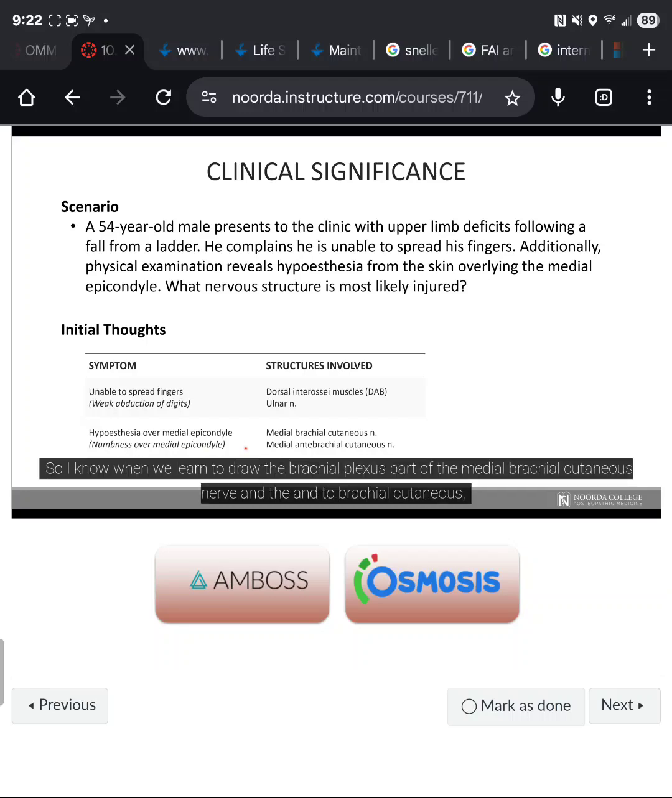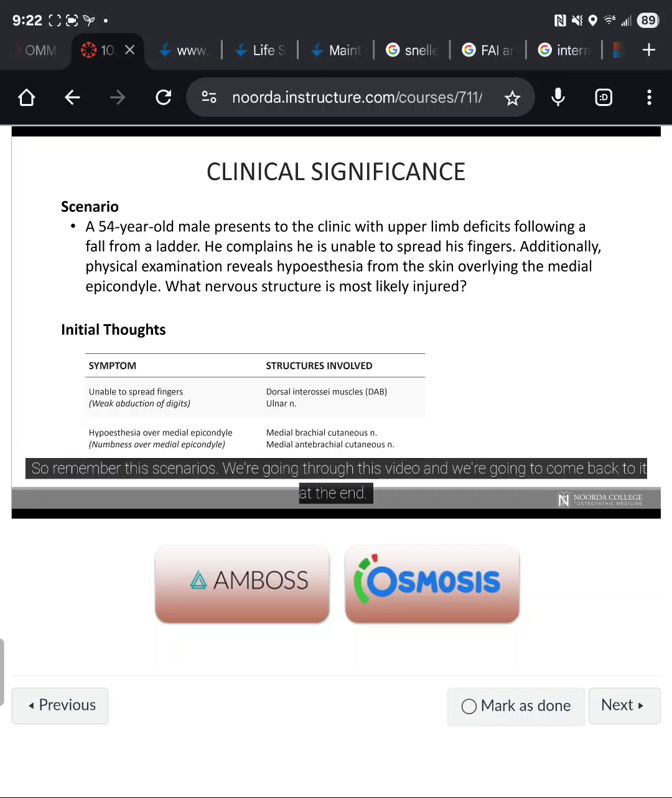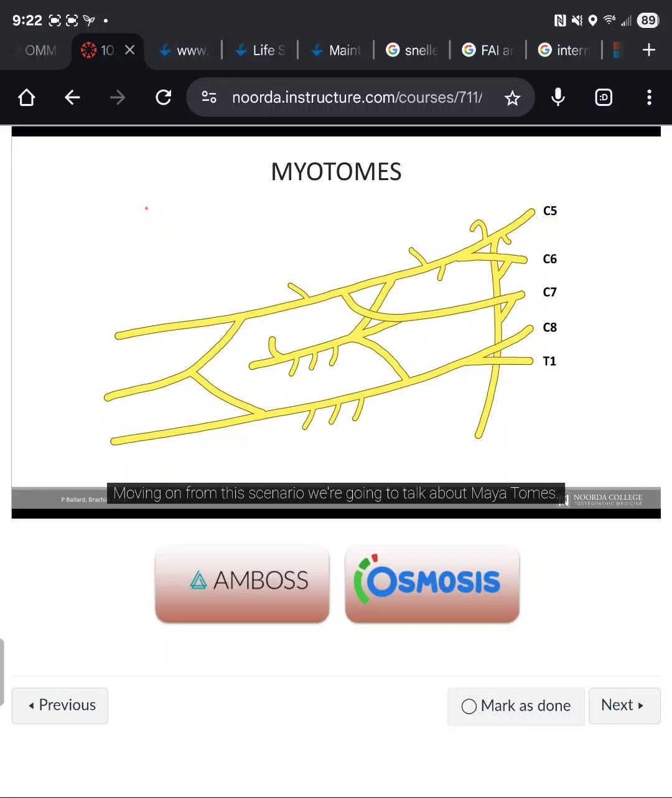So I know when we learned to draw the brachial plexus, we heard of the medial brachial cutaneous nerve and the antebrachial cutaneous. Maybe it's one of those, but we're going to see today. So remember this scenario as we're going through this video, and we're going to come back to it at the end. Moving on from the scenario, we're going to talk about myotomes.